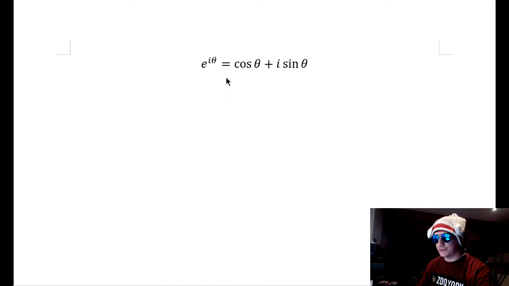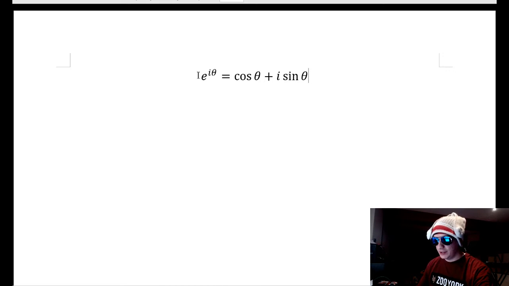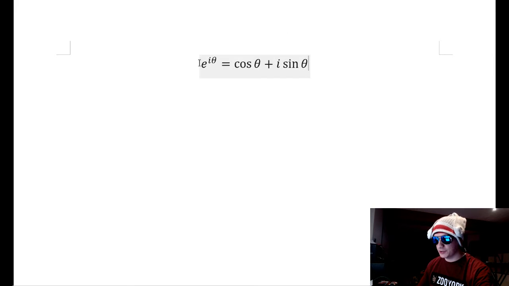I'm sure many of you have seen this formula before, e to the i theta equals cos theta plus i sine theta. And if you've done a complex analysis course, you might not have seen a proof of this. It might have just been given to you as a definition. You might have seen other proofs of this involving Riemann sums. Today, I'm going to show my proof.